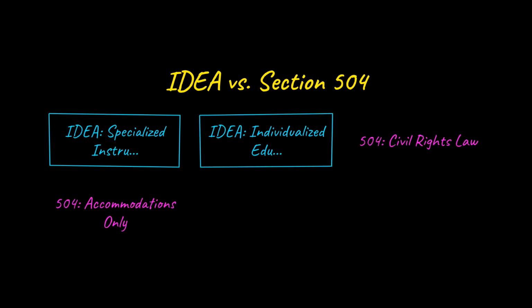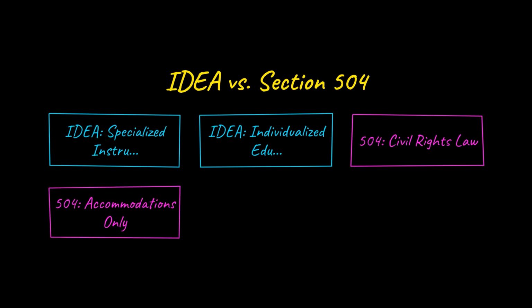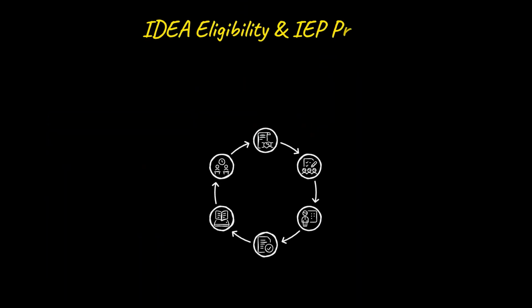IDEA requires specialized instruction and creates an individualized education program. Section 504 is a civil rights law that provides accommodations for equal access but does not mandate specialized instruction. The defining signal for IDEA is specialized instruction.